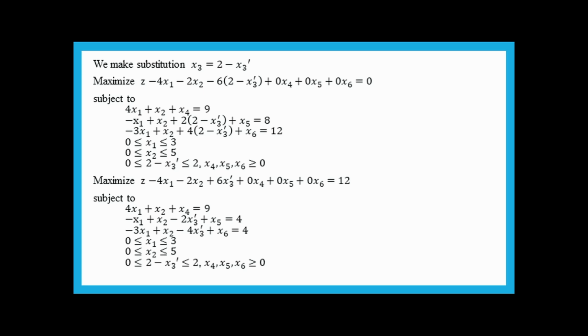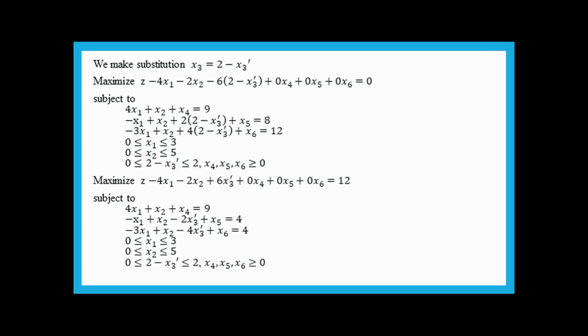Subject to 4x1 plus x2 plus x4 is equal to 9, minus x1 plus x3 plus 2x3 in the place of 2 minus x3 dash plus x5 is equal to 8, minus 3x1 plus x2 plus 4 into x3. We can substitute 4 into 2 minus x3 dash plus x6 equal to 12. 0 less than or equal to x1 less than or equal to 3. 0 less than or equal to x2 less than or equal to 5. 0 less than or equal to 2 minus x3 dash less than or equal to 2. All slack variables are greater than or equal to 0.